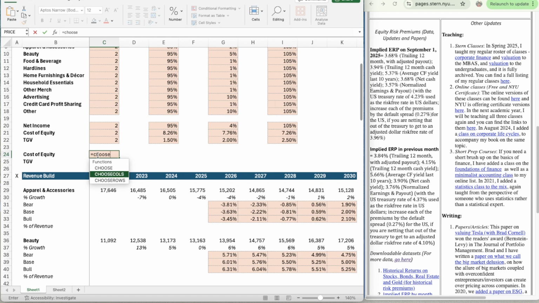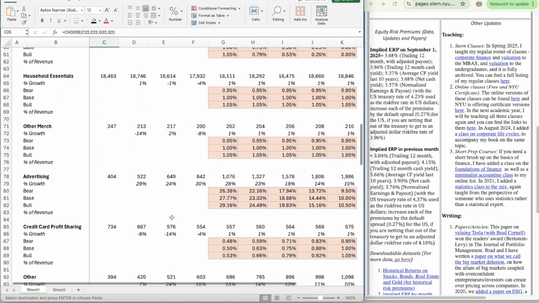You go cost of equity and you go equal, choose, then you select these three, but in order. You can copy it down. Okay, we're good to go.